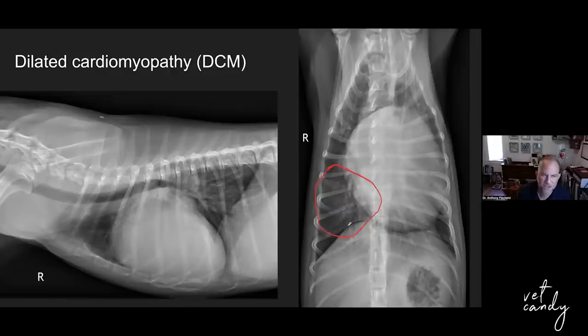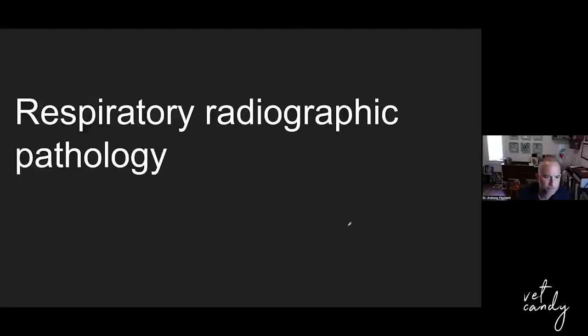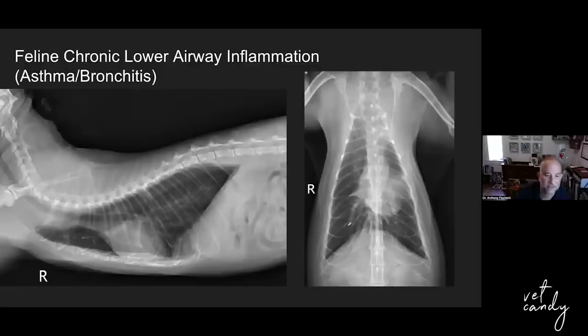Yeah, so it can be hard to differentiate DCM in dogs from mitral valve degeneration. You really need breed to help you differentiate the two. All right, let's go to primary respiratory rather than cardiovascular, okay?